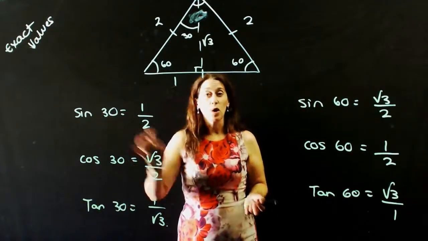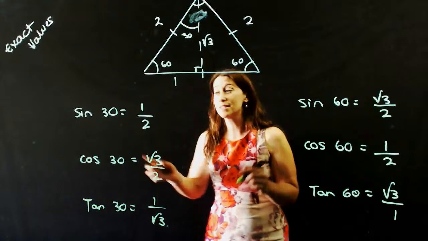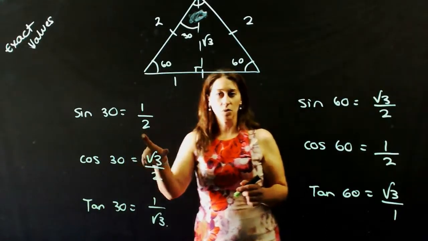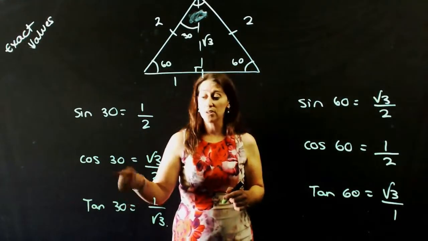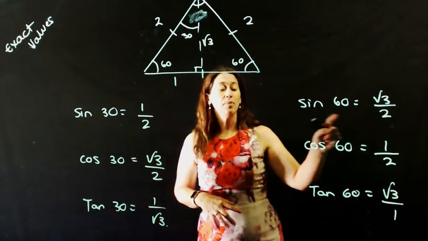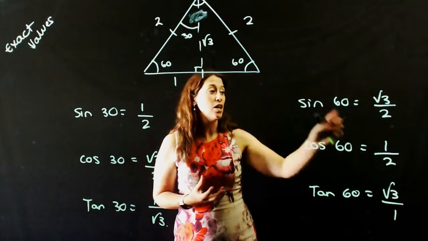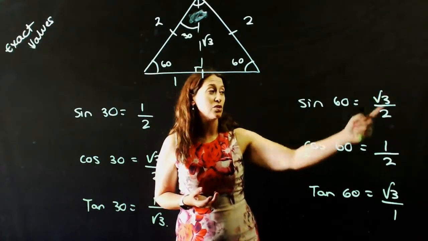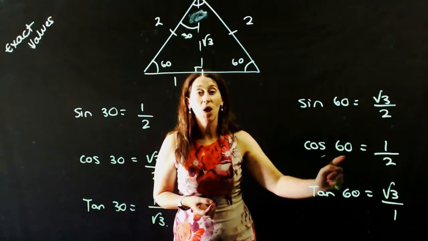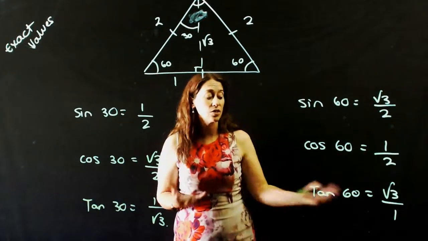To transfer, we've got pi upon 6, so we would say that sine of pi upon 6 is also a half. Cos of pi upon 6 is root 3 upon 2. Similarly over here, 60 degrees is equivalent to pi upon 3. So sine of pi upon 3 is also root 3 over 2. Cos of pi upon 3 is also a half, and so on.